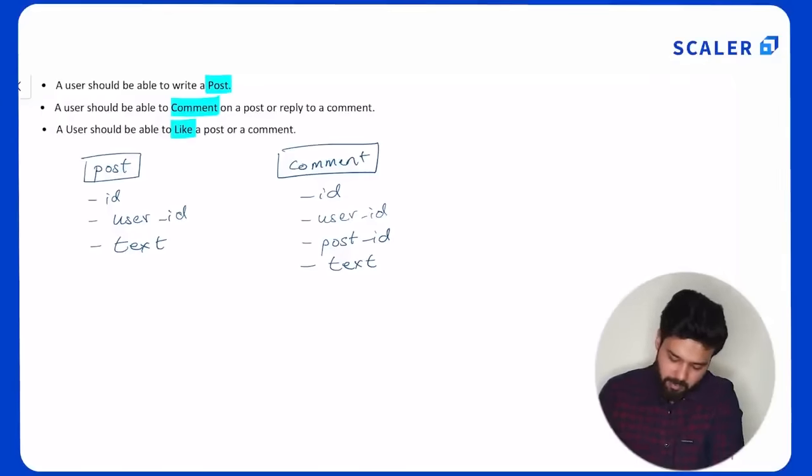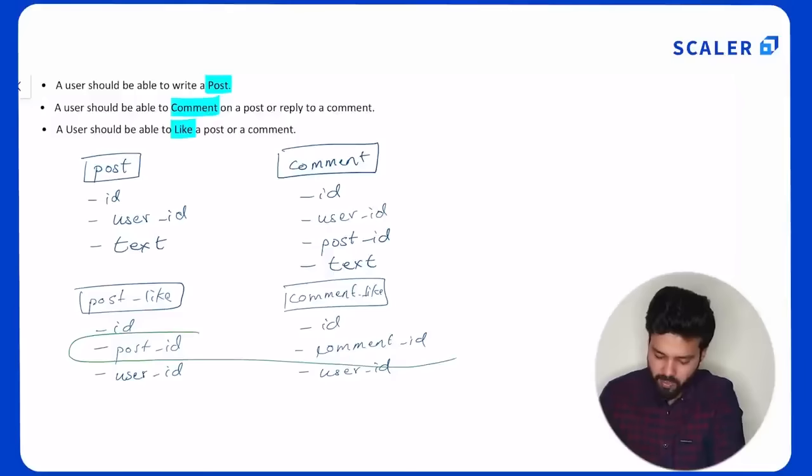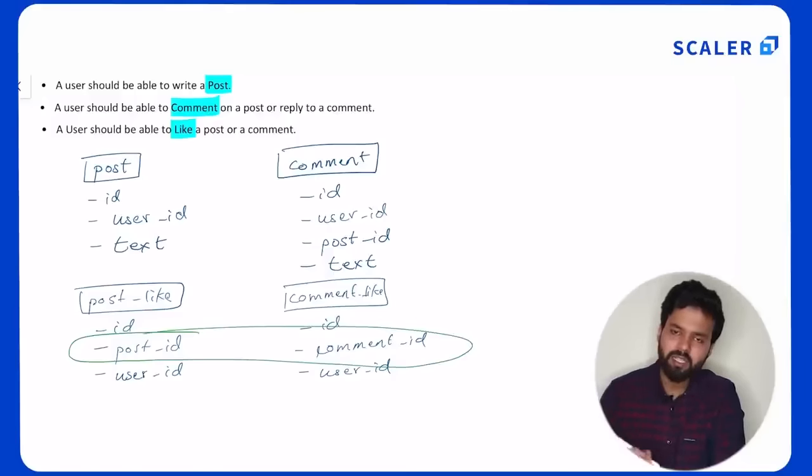Now for likes, we can have 2 tables. One is a post like table. Inside post like, we'll have ID, post ID, again one to many kind of a relationship, and a user ID. On a comment like table, we'll have the same attributes, ID, comment ID and user ID. If you notice here, the post ID and comment ID are basically the entity IDs that this like is made on. So for example, in post like, the entity was post. In comment like, the entity was comment.